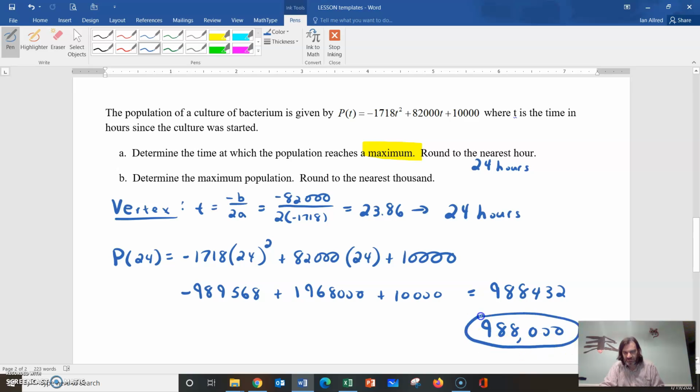So at 24 hours, there are around 988,000 bacteria. Okay, so in this case, all we did was have to interpret the formula we were given.